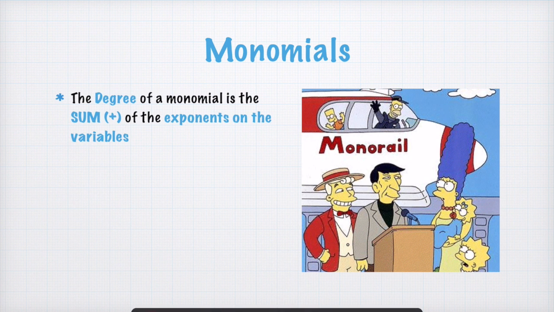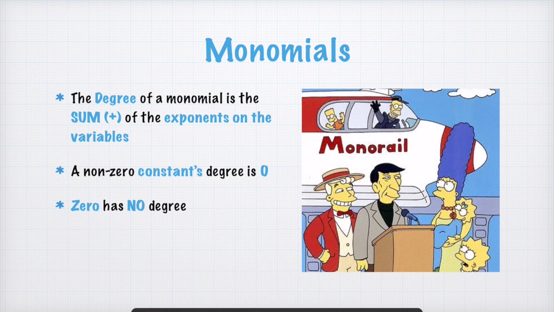The degree of a monomial is the sum of the exponents on the variables. A non-zero constant has a degree of 0. So if you have any constant that is not a 0, its degree is 0. And 0 has no degree. The reason that a constant has a degree 0 is because it doesn't ever change. 0 has no degree because it's just a really weird one, and it kind of breaks all of our rules. So we'll just have to remember that one.